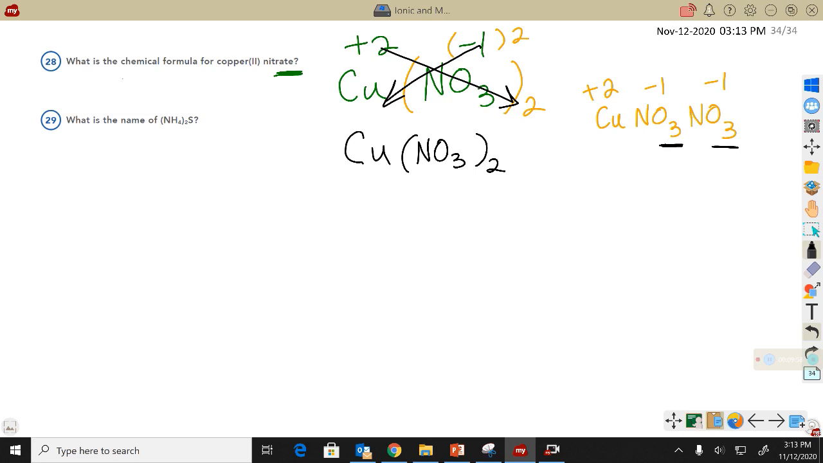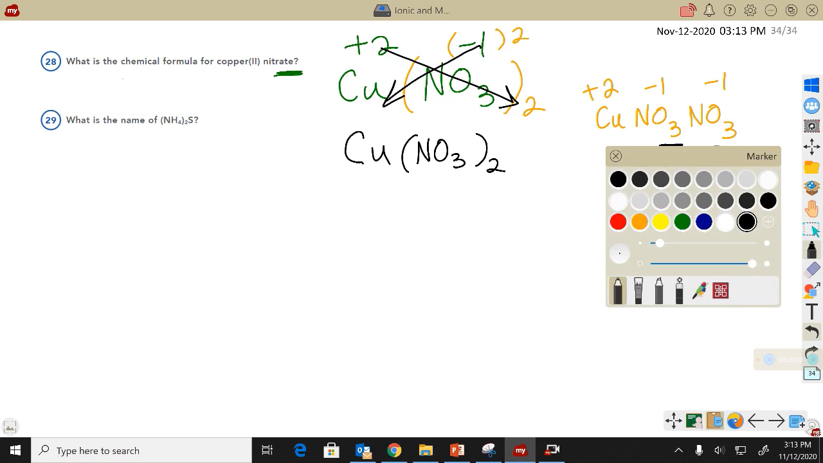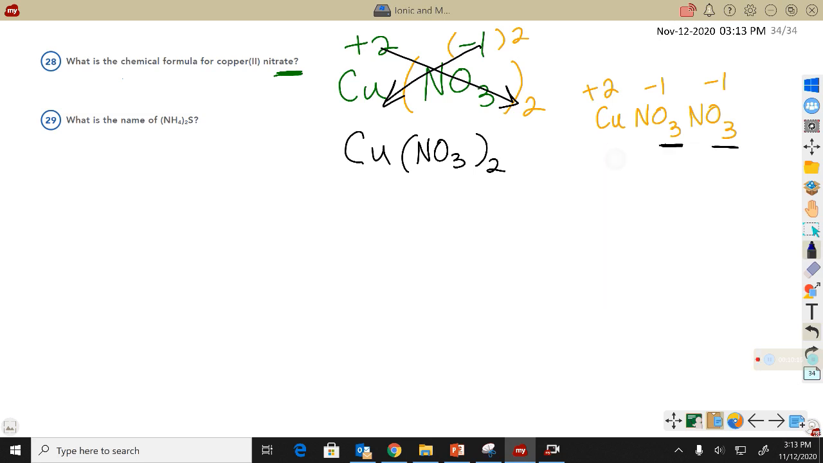All right, look at this goofy thing. (NH4)2S. Okay, so there's only 2 parts to any ionic compound. There's the positive and the negative. So if you've got 3 elements, I guarantee you have a polyatomic somewhere. And if you see anything in parentheses, that's another dead giveaway. You've got a polyatomic.